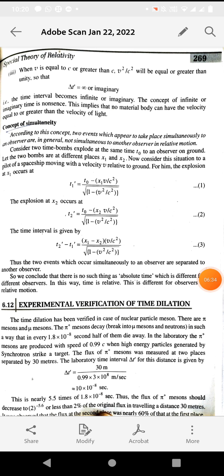Our next chapter is the simple harmonic oscillator, which is our fourth unit. Here we will study the simple harmonic oscillator, damped harmonic oscillators, and forced harmonic oscillations. What is resonance, what is the resonant condition, and when is resonance formed? These types of questions we will learn in our next class. Okay.